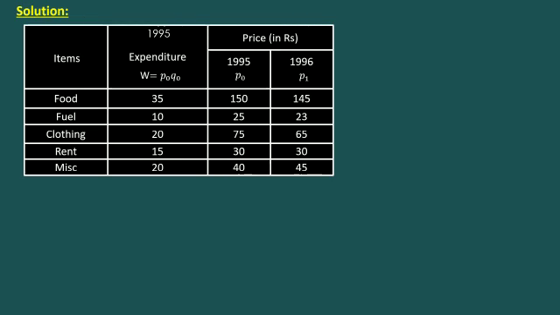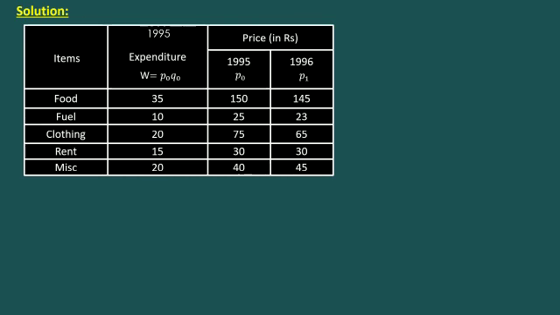Here 1995 is the base year, 1996 is the current year. So let us denote the price of the base year as P0 and price of the current year by P1. And we know that expenditure is price into quantity. In consumer price index number, expenditure of the base year is taken as weights. So we denote expenditure as W, which is equal to P0 into Q0.